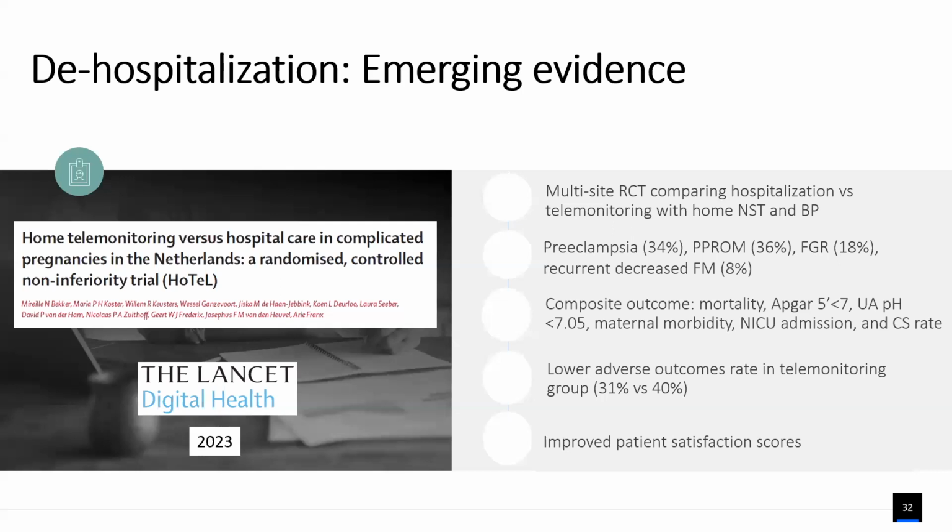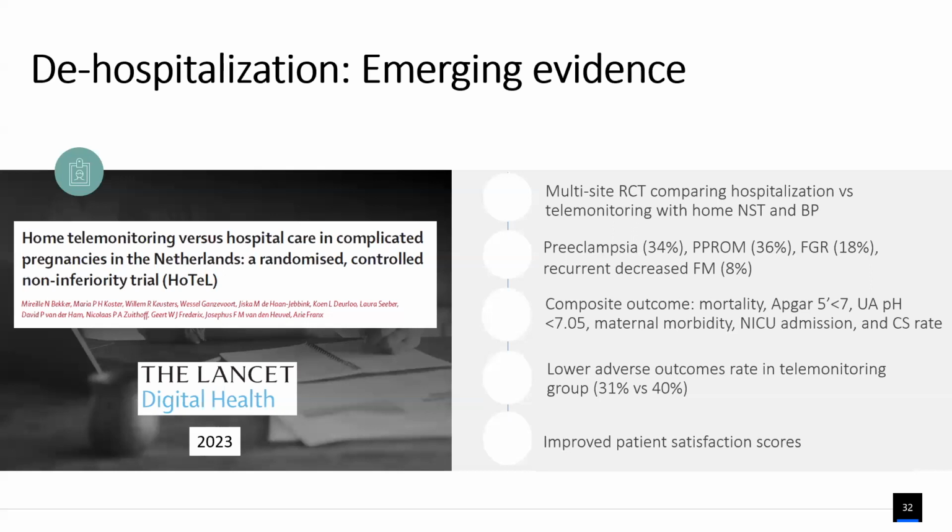Around a third of the patients had preeclampsia, a little over a third had PPROM, ruptured membranes, and up to 20% had growth restriction. Recurrent decreased fetal movement was another one. And their composite outcome was mortality, low APGAR score, acidosis, maternal morbidity, NICU admission, and C-section rates.